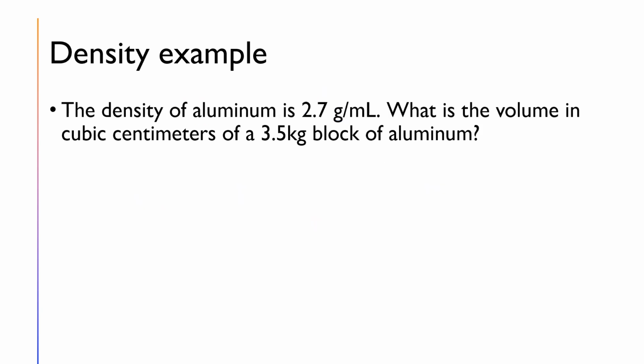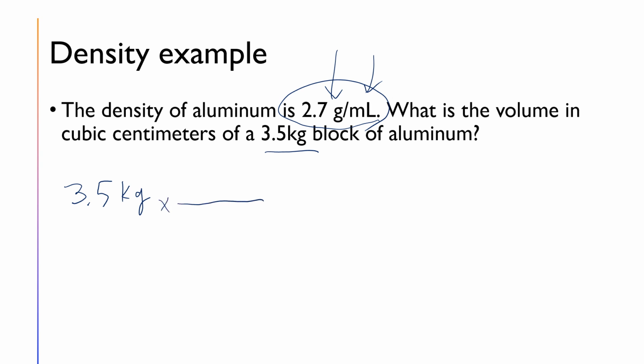Okay, so here's more of a chemistry example using density. The density of aluminum is 2.7 grams per milliliter. What is the volume in cubic centimeters of a 3.5 kilogram block of aluminum? We're going to use multiple conversion factors here. Again, I have my multi-unit measurement there, grams per milliliter, right? And then just 3.5 kilograms. So it's much easier if you start with the single unit, 3.5 kilograms.